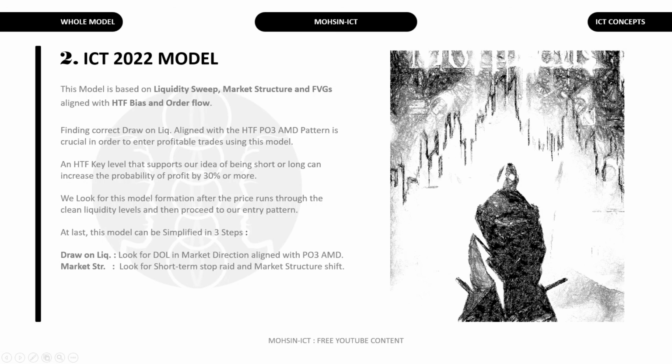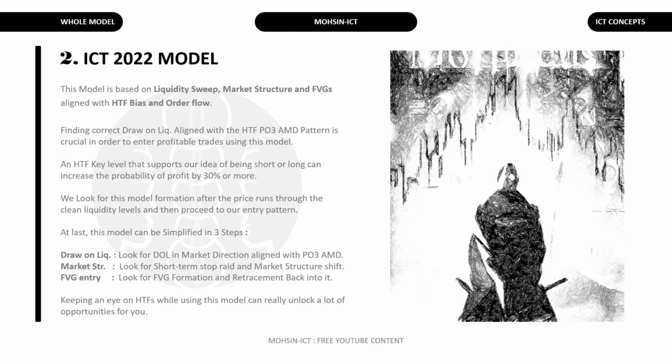Then we look at the market structure in the second step. Here we look for the stop run and market structure shift. After the market structure shift, we look for the fair value gap entry, which is our next step, and the retracement. Keeping an eye on higher time frames while using this model can really unlock a lot of opportunities for you.